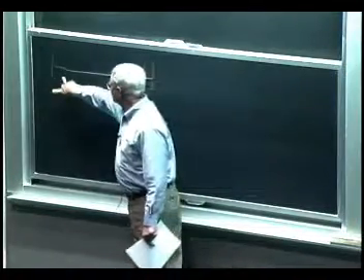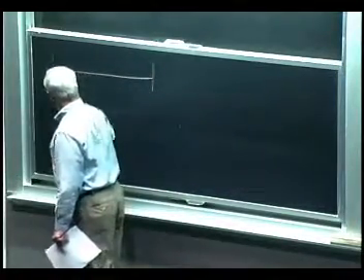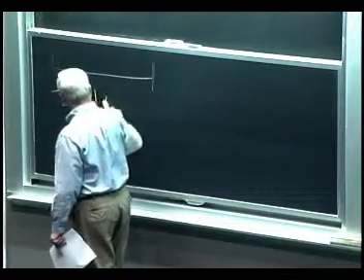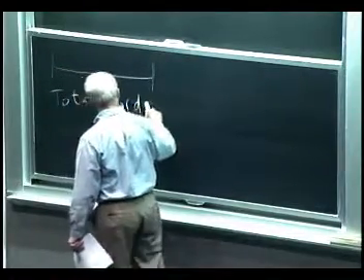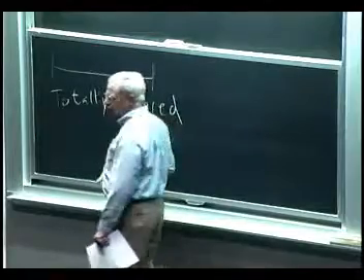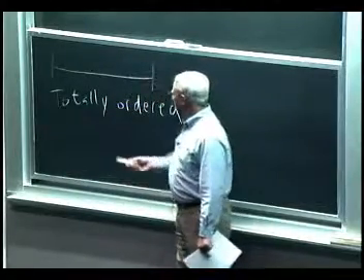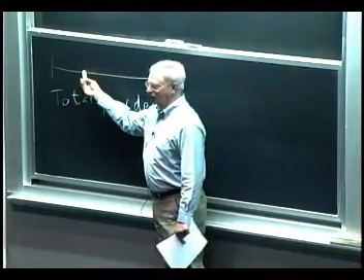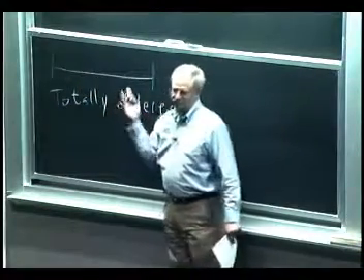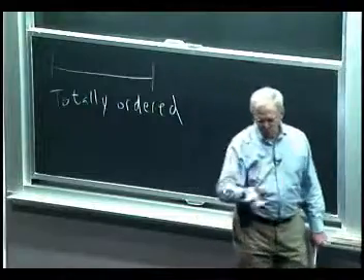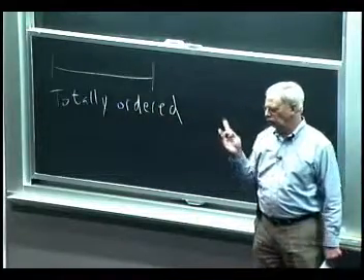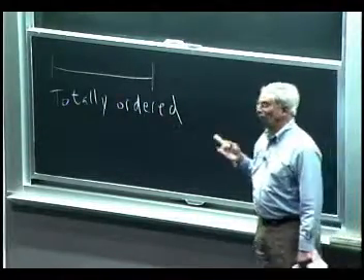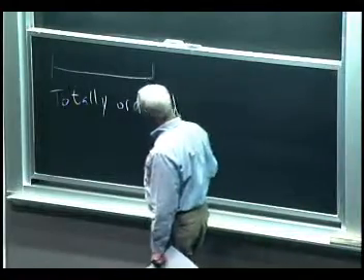The line is totally ordered. And what that means is that anything here is smaller than anything to its right. So the integers are totally ordered, the reals are totally ordered, lots of things, the rationals are totally ordered.